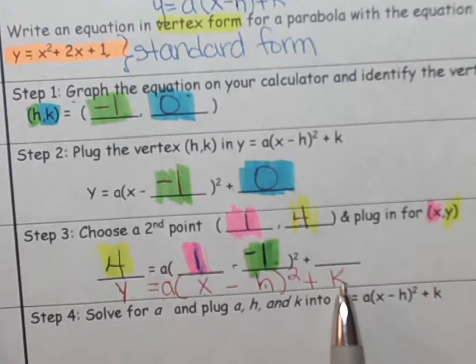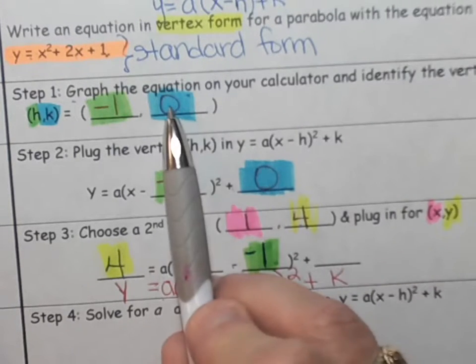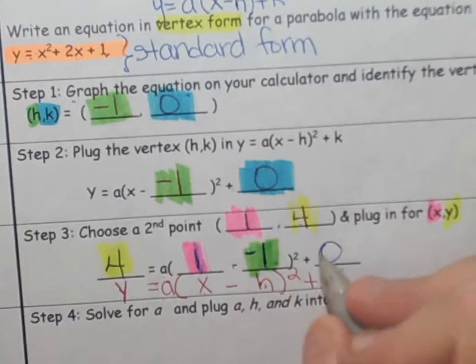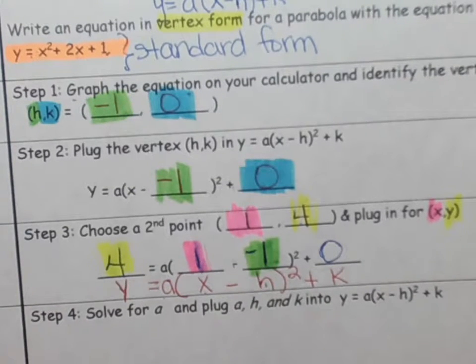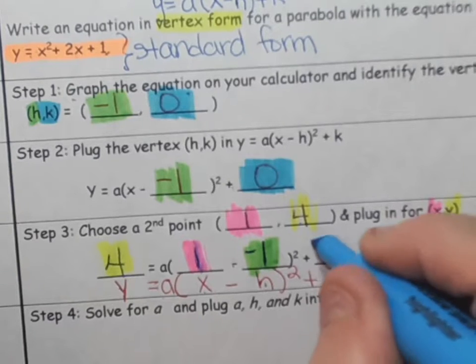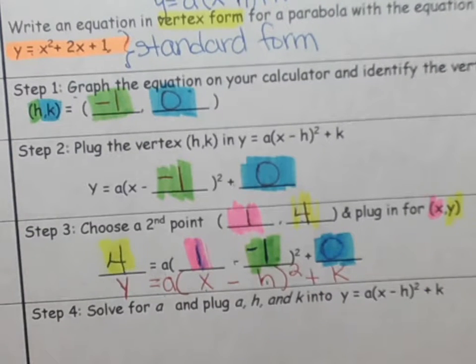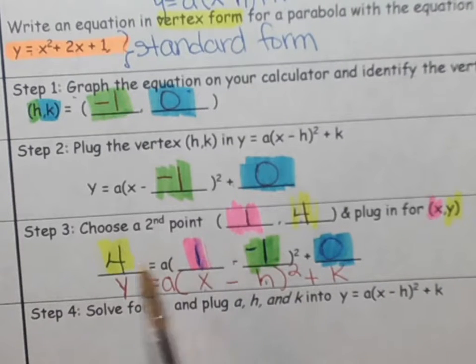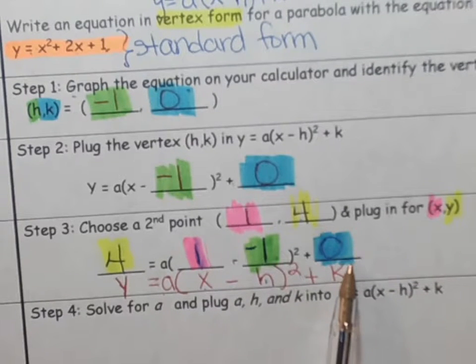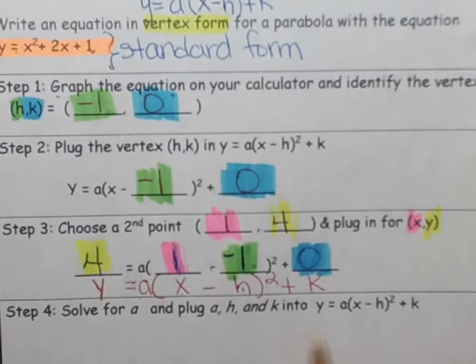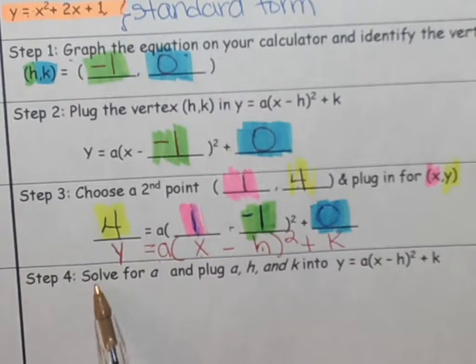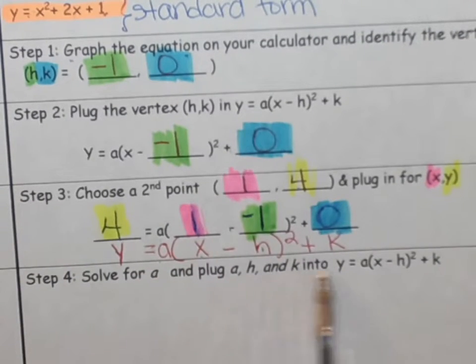And finally, we're going to use k. Well, k from our vertex was 0. So right here, we're going to put the number 0. And that's step 3. You choose the second point using your table. And then you plug in the x and the y, the h and the k. And that's step 3. And finally, step 4. Step 4, we're going to solve for a, and we're going to plug in the values.